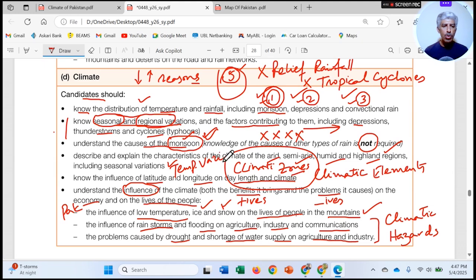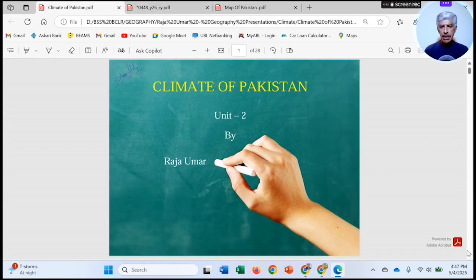This will be our tomorrow's topic. And then the influence of climatic elements, which we all discussed, and then the climatic hazards. This all makes your syllabus content for the unit Climate of Pakistan. So now let's move to the presentation.